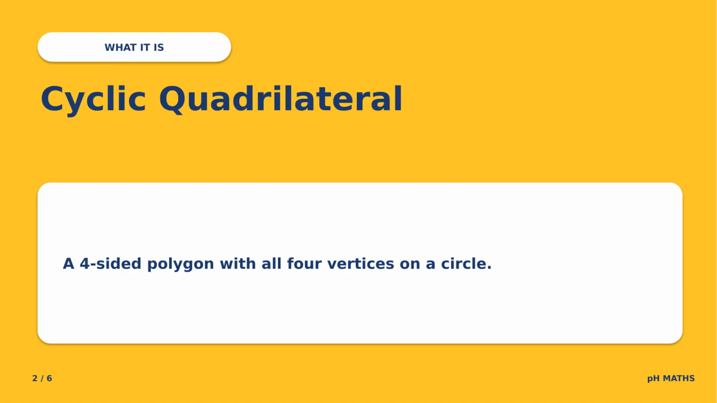Definition. A cyclic quadrilateral is a 4-sided polygon with all 4 vertices lying on the circumference of a circle. The vertices are sometimes called concyclic. The key property: opposite vertices have angles that sum to 180 degrees.